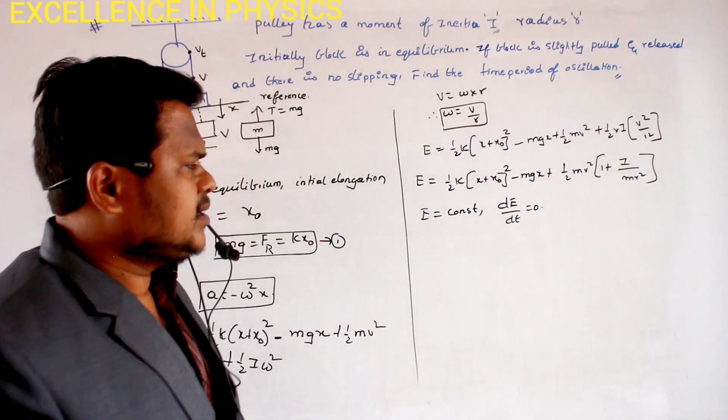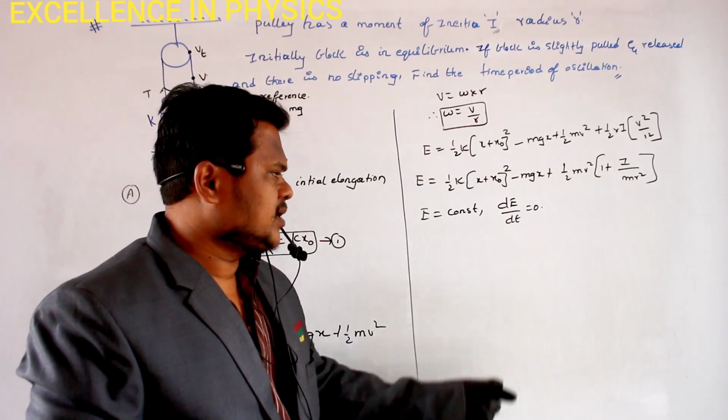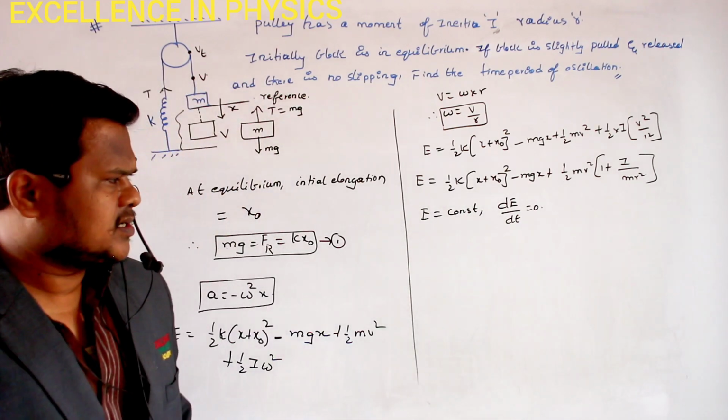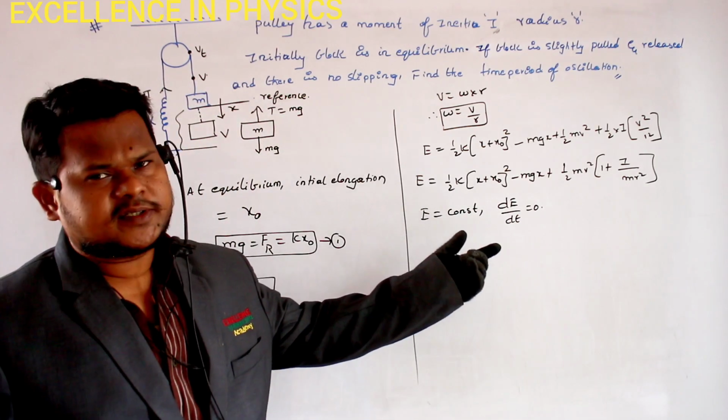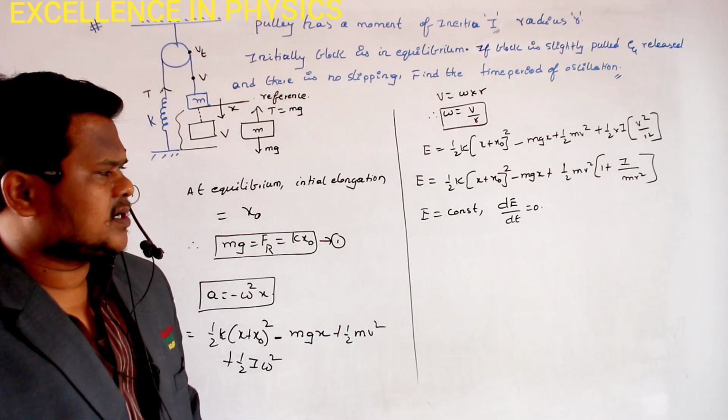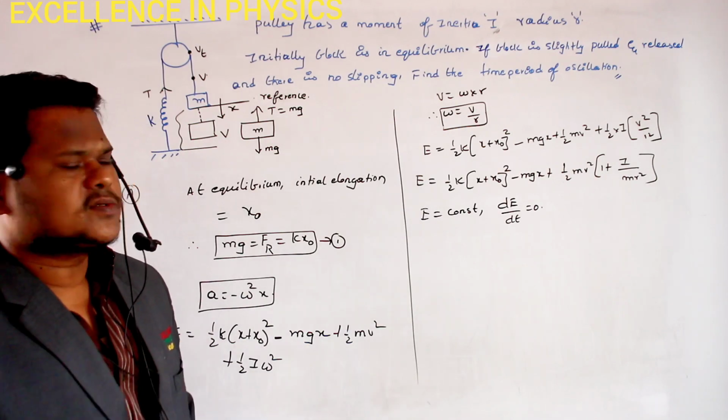So what is meant by dE divided by dt is equal to 0? It means that change in energy with respect to time is 0. That is understandable, no? d means differential change in energy. Energy is a constant, so there is no change in energy with respect to time. So dE by dt will become 0.